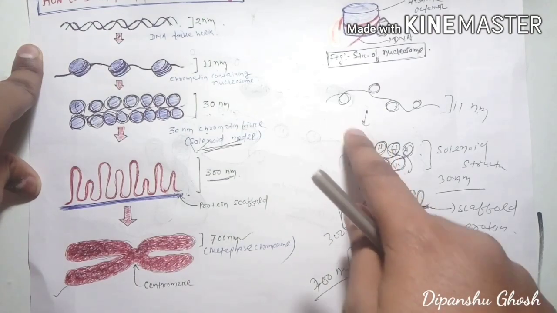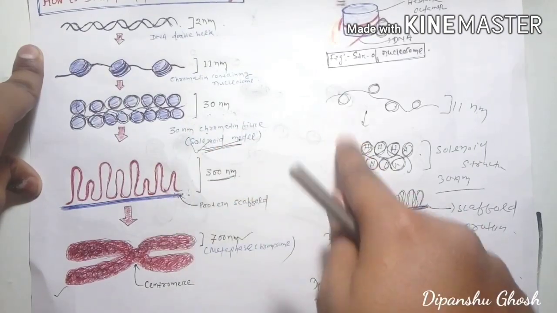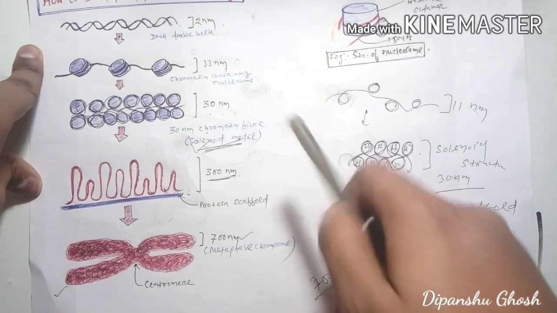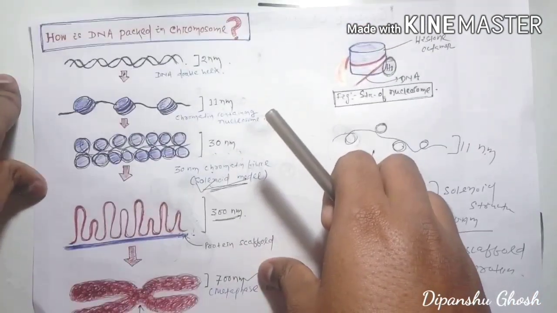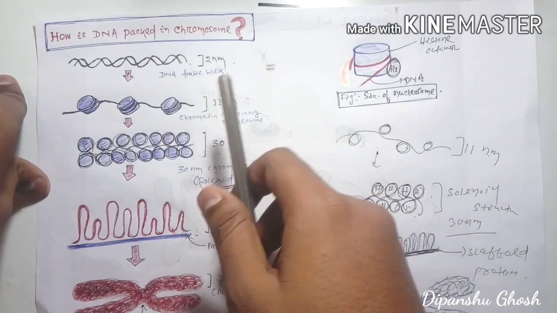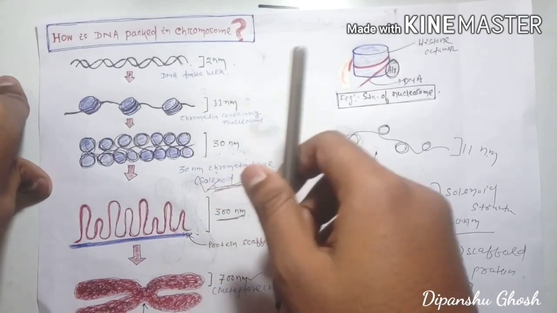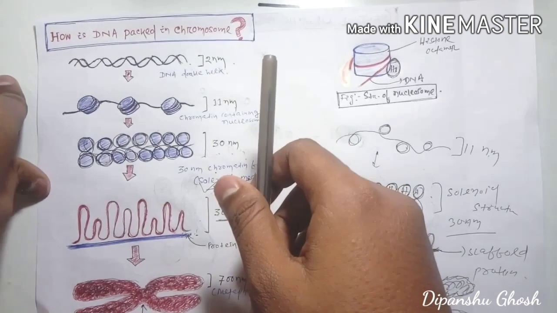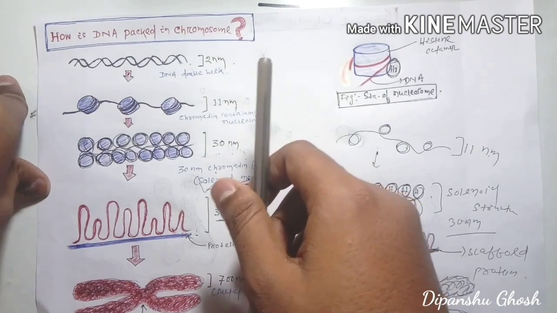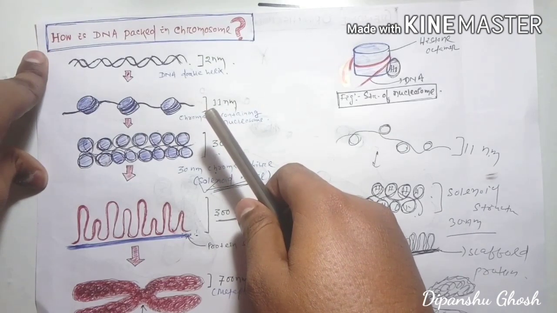For your convenience, I have also decoded this picture over here. So this is exactly the process of how DNA is packed in the chromosome, or you can say how exactly large sized DNA is adjusted inside chromosomes, so that they can be well placed inside the nucleus without any problem. So this is how the whole process works.